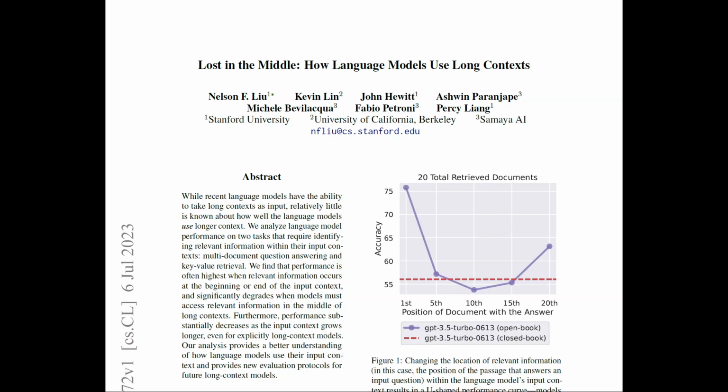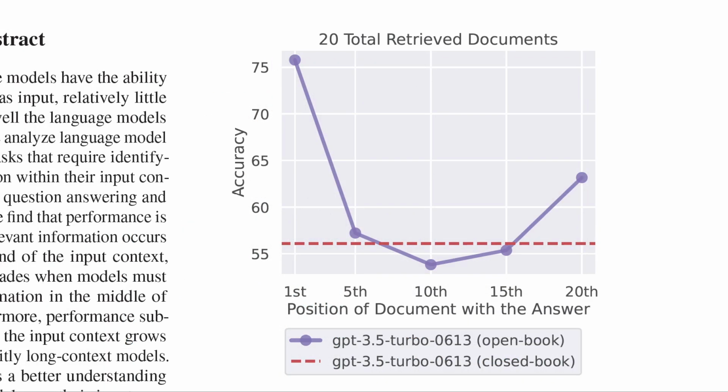Today, we're diving into a fascinating study that explores the performance of language models when assessing relevant information within input context. Get ready to uncover some intriguing findings. One notable observation from the study is that language model performance tends to be highest when relevant information occurs at the beginning or end of the input text. However, as models are required to access relevant information in the middle of a long context, their performance significantly degrades.